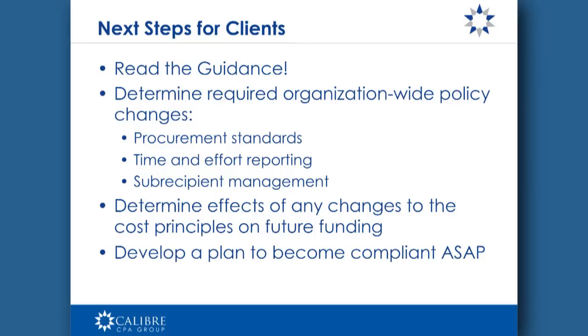Determine if any changes are going to affect your funding. Are there things you're going to have to incur that you didn't incur in the past? Maybe you'll need to get additional funding, particularly related to indirect rates for subrecipients, where you're not providing them those in the past. Now you need to. How's that going to impact your budgets? And then lastly, just develop a plan to become compliant as soon as you can. If you haven't already and you get federal money, you need to do that as soon as possible. Because again, this fiscal year and this calendar year is the year that these apply. So when you get your single audit for calendar 2015, you're going to have to comply with this super circular.